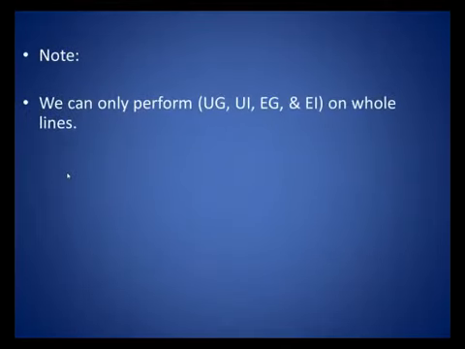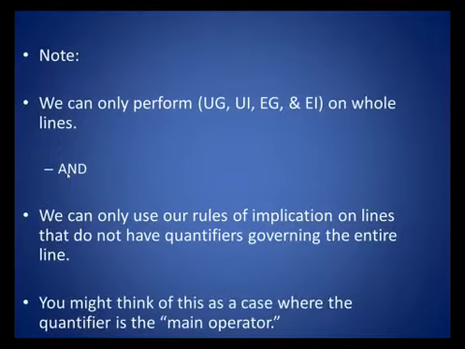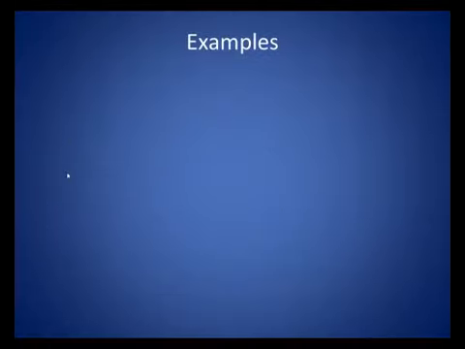So here's a little note. This is important. We can only perform UG, UI, EG, and EI on whole lines, and we can only use our rules of implication on lines that do not have quantifiers governing the entire line. So I'm going to hopefully make this clear in a moment. Let's look at some examples.